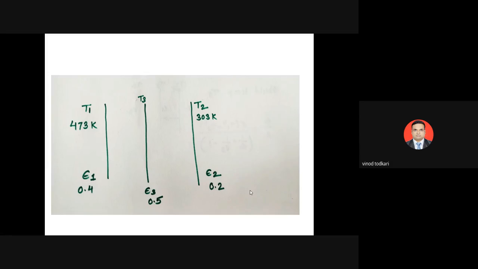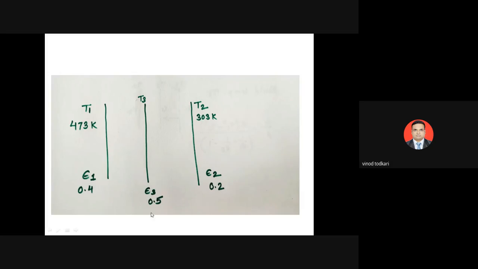Okay, now in this case, what is given? T1 and epsilon 1, T2 and epsilon 2. T1 is given as 473 Kelvin, epsilon 1 is given as 0.4, T2 is given as 303, epsilon 2 is given as 0.2, and this is the third plate.